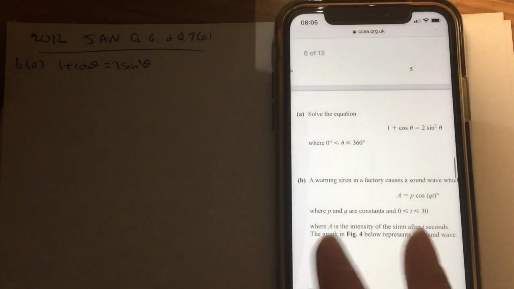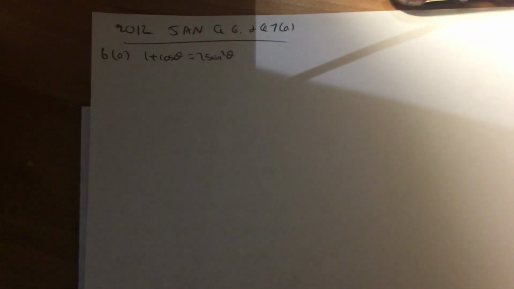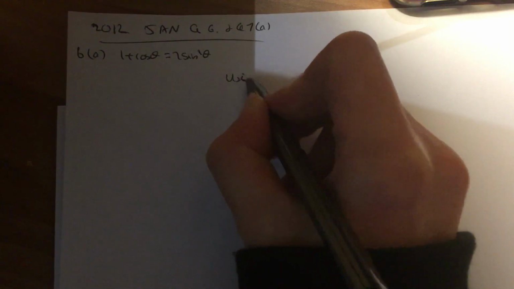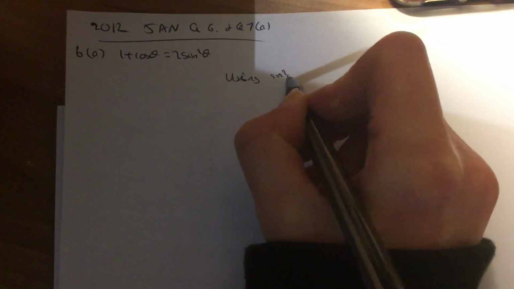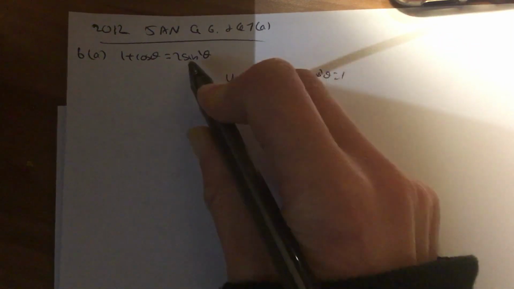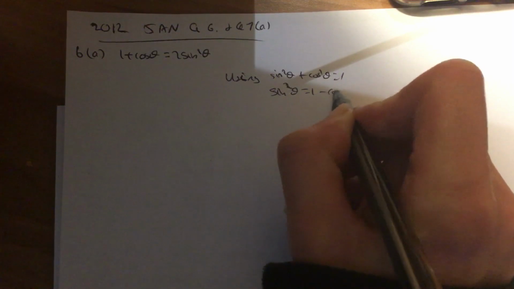We're going to have a look at 2012 January paper, and it's question 6. So first question is solve this between 0 and 360. First of all, you can see that the trig words are not the same, so we're going to have to use sine squared plus cos squared equals 1 to rearrange to get rid of the sine squared. You always try to get rid of the squared term.